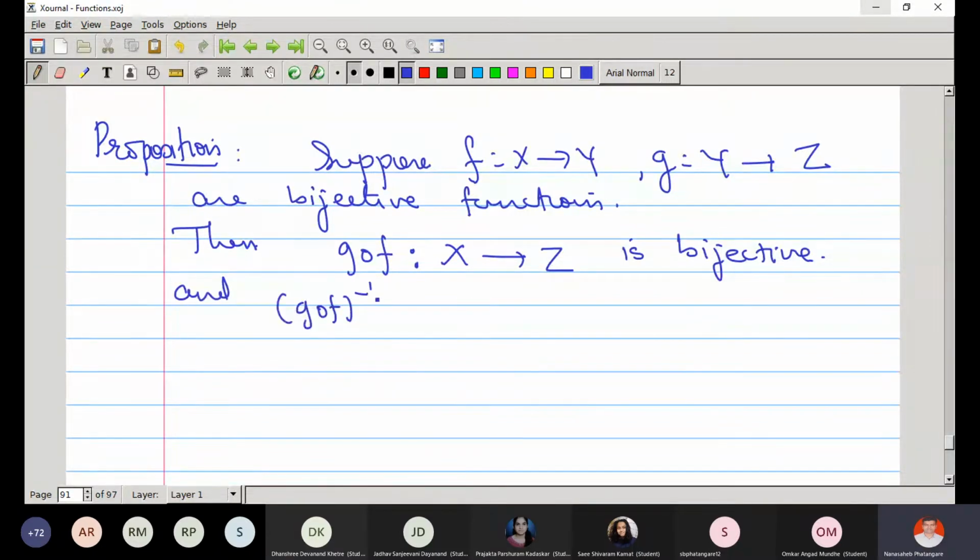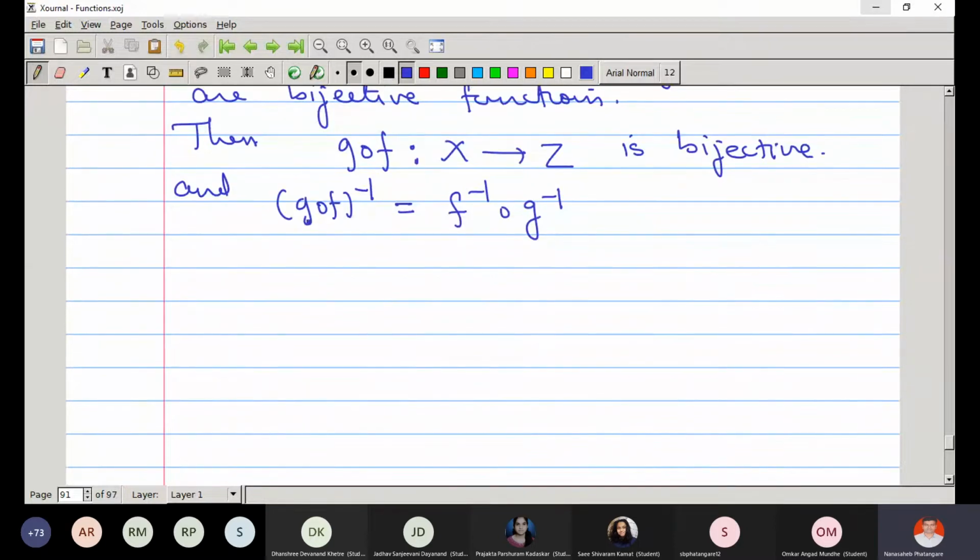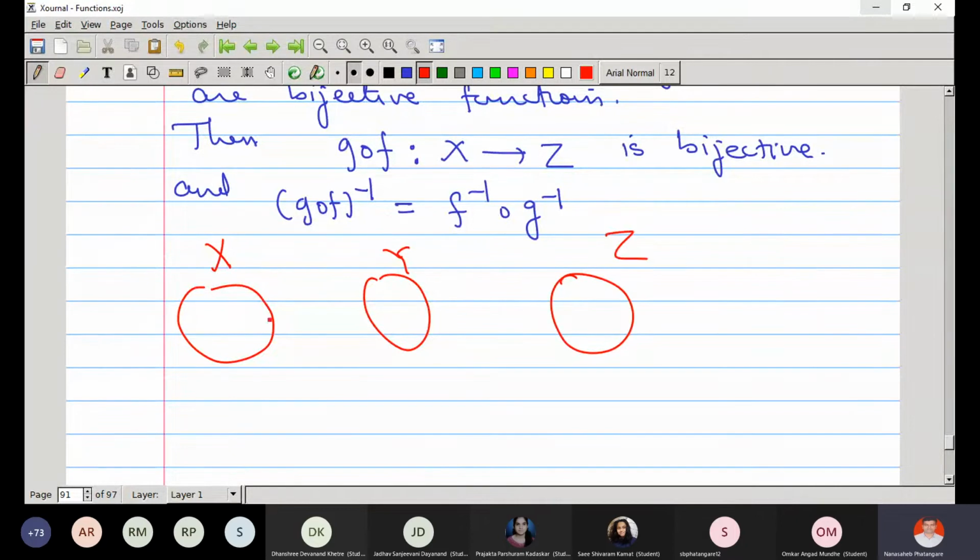And (g composite f) inverse: now certainly we can talk about inverse because it is bijective. So what it is, is nothing but f inverse composite g inverse. Right. So let me draw the figure so that you can understand what I want to say. This is my set X, this is my set Y, this is my set Z, and so this is my function f. This is my function g, and now both are bijective. So this is g composite f.